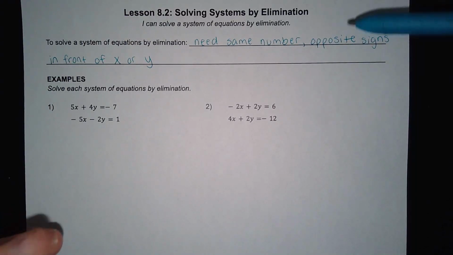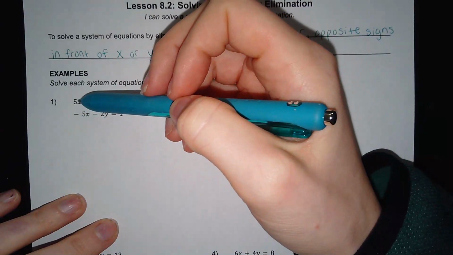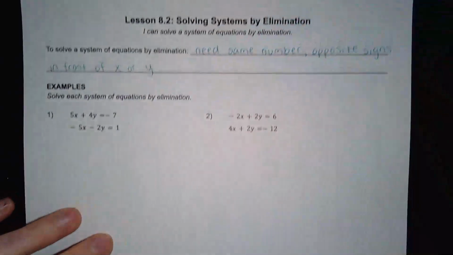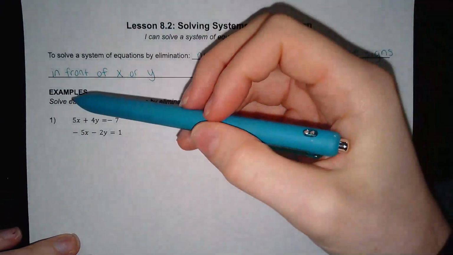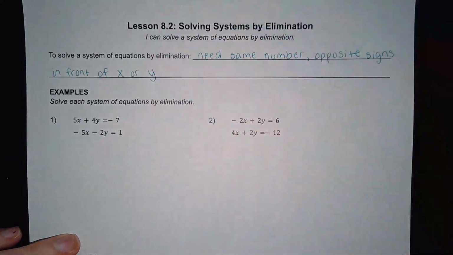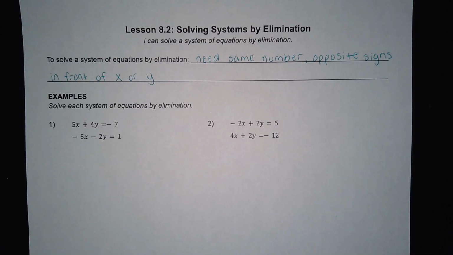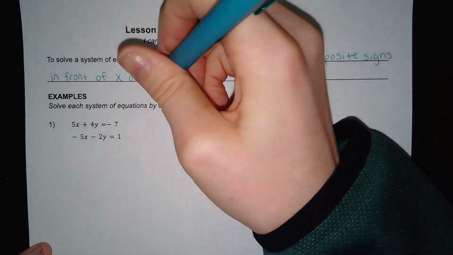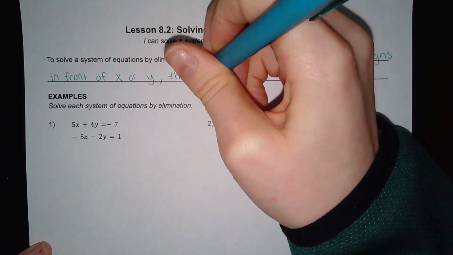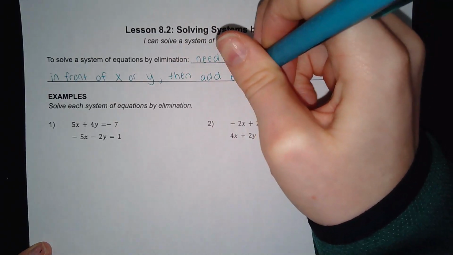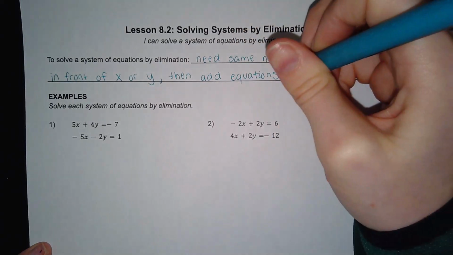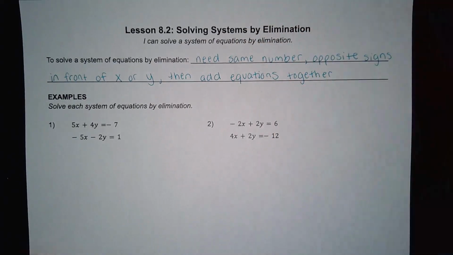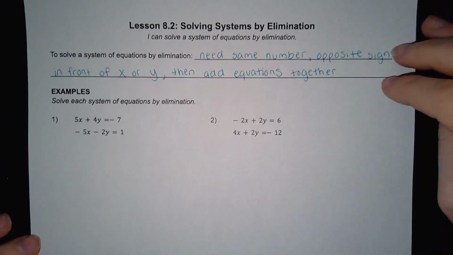What I mean by same number is like here, the x's both have a 5 in front. So we want them to have the same number. However, we do want them to be opposite, meaning we want one positive and one negative. If we don't have that, we're going to talk about how we can create that in our equation. So we need the same number. They do need to be opposite signs. Once we have that, then we're going to add the equations together. So we're going to go through just a handful of situations with elimination. And again, we're looking for same number, opposite signs in front of x or y.